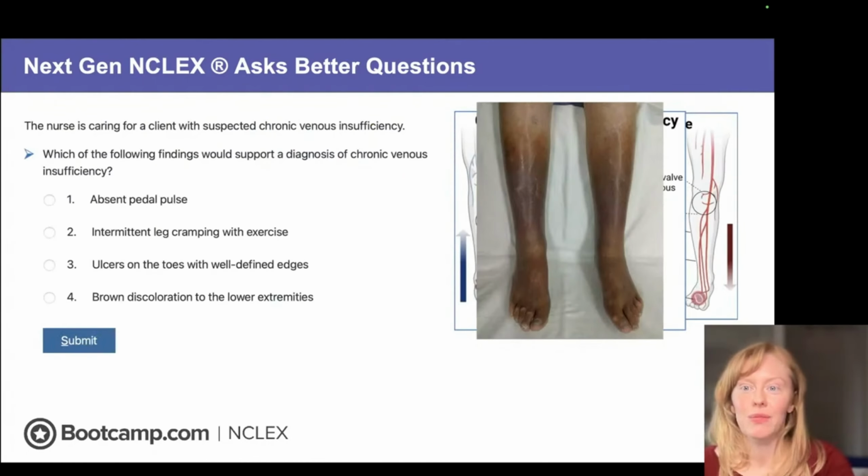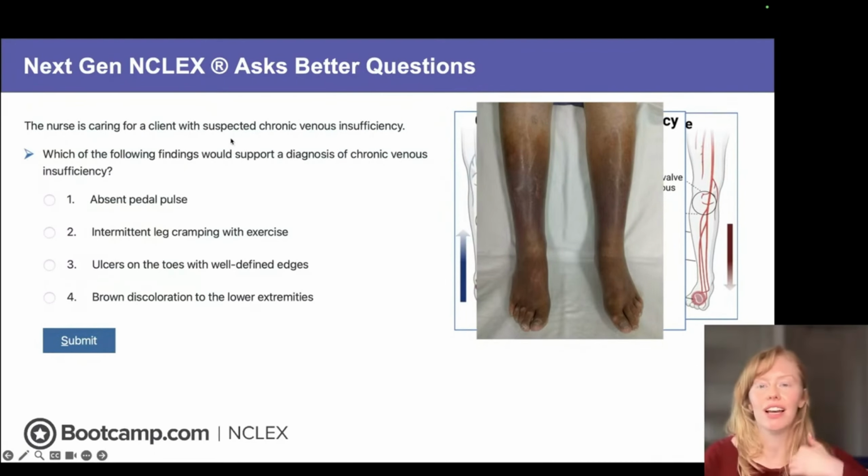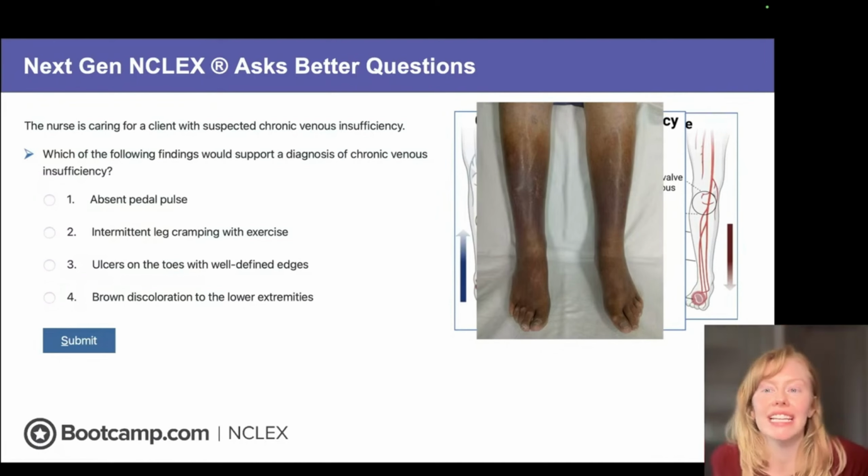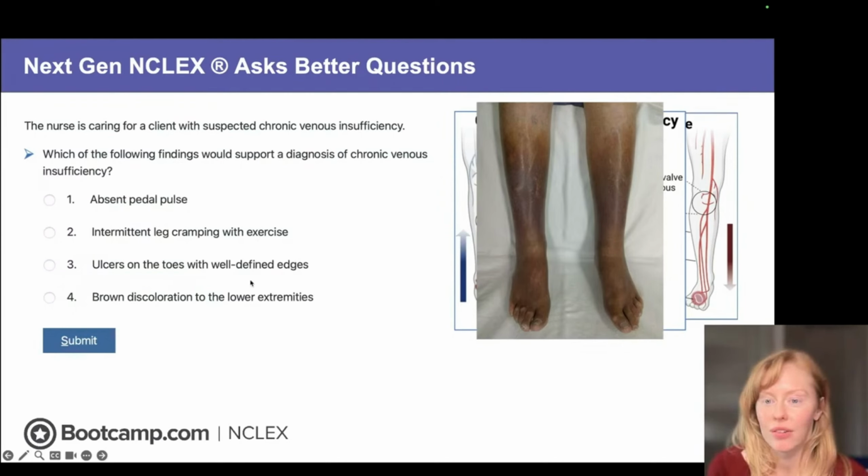In this example of interpreting the meaning of cues, analyzing cues, the nurse is caring for a client with suspected chronic venous insufficiency. Which of these findings would support a diagnosis of chronic venous insufficiency? Either an absent pulse, intermittent leg cramping with exercise, ulcers on the toes with well-defined edges, or a brown discoloration to the lower extremity. So let's talk through this one.